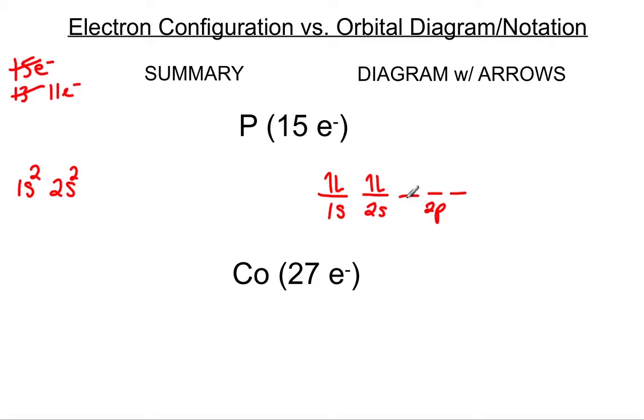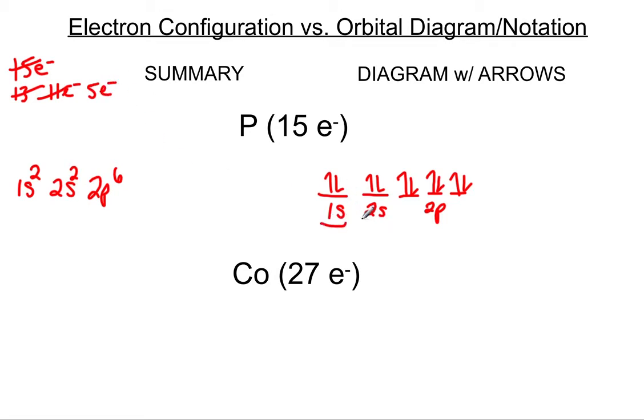So I go over to my 2p and I realize that I can fit 6 people here because there's 3 seats. Each seat holds 2. But I do have to fill it with arrows going up, up, up first. Then I do down, down, down. So now 2p is filled with 6, so I summarize. 2p6. Now I'm down to 5 electrons.